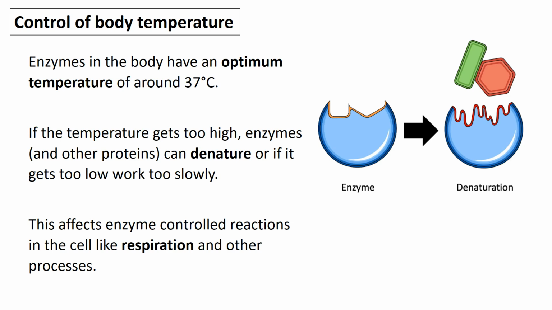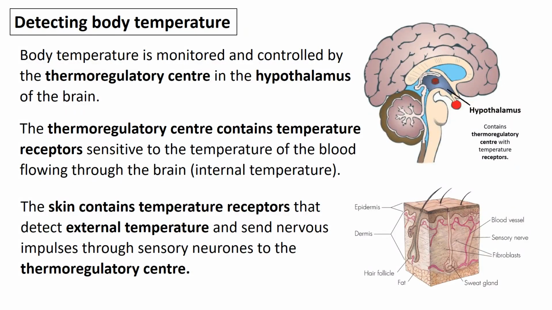Remember from the work that you've done on B2, if the temperature gets too high, then the enzymes and the other proteins can denature. However, if temperature gets too low, then we have an issue with any enzyme-controlled reactions. For example, things like respiration will happen too slowly. So it's really important that our enzymes are able to function at their optimum temperatures. So we need to regulate body temperature. In order to regulate it, we need to detect the body temperature.